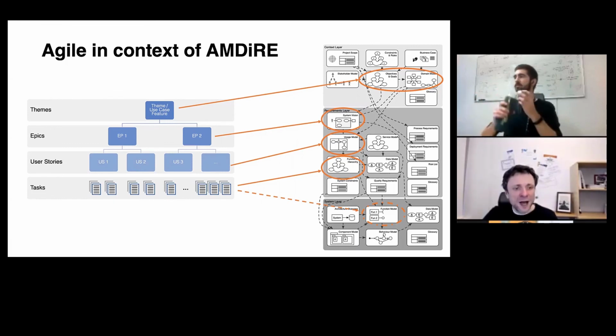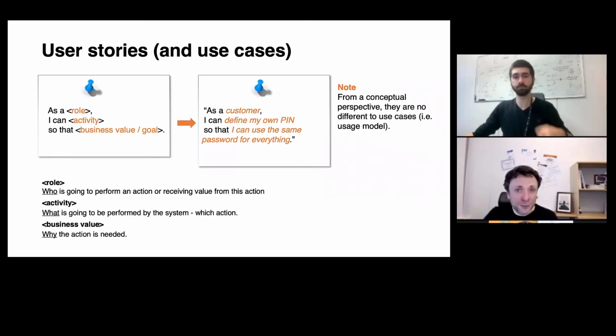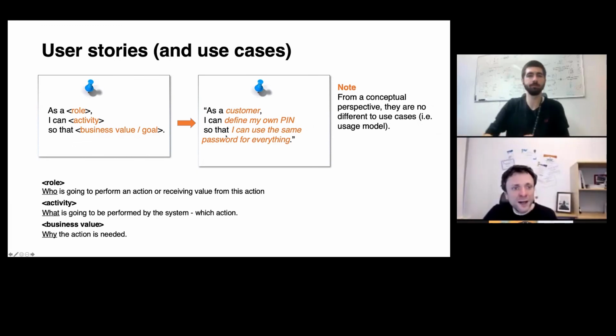And finally, the tasks that represent more our solution space, the transition into architectural design, which means that from a conceptual perspective, the user stories and the use case descriptions, so the scenarios of a use case, are essentially the same. So one such example, I've shown you the template already when talking about requirements engineering approaches. One example could be an interaction scenario from the user perspective, saying that as a customer, I can define my own PIN, that logically what everyone wants, that I can use the same password again and again for every system I use in the internet.